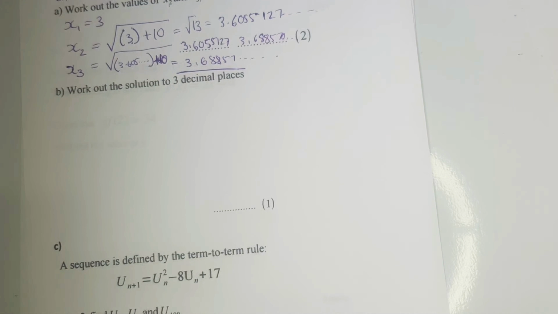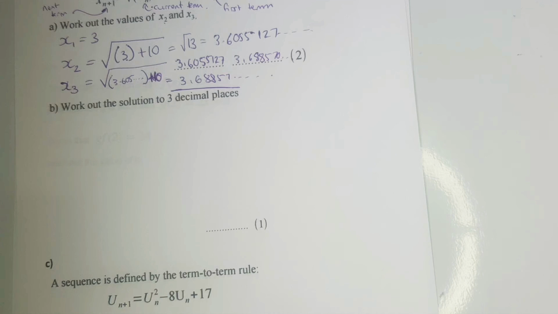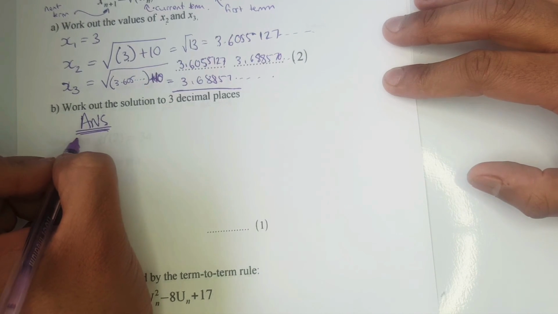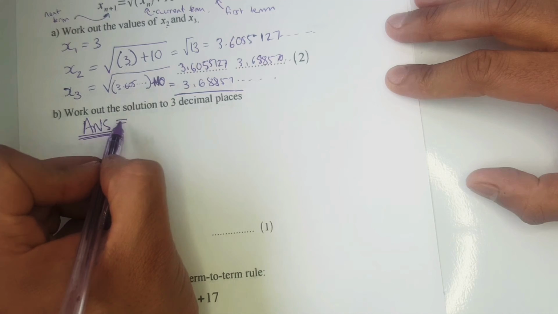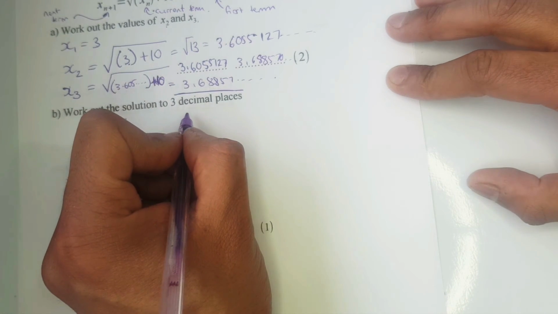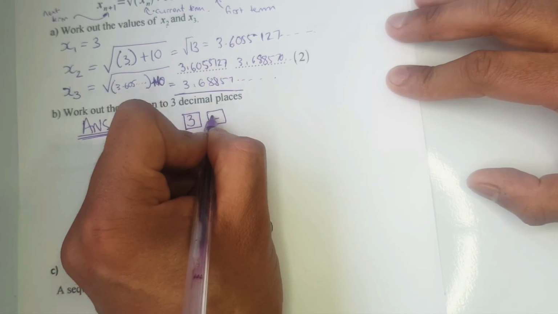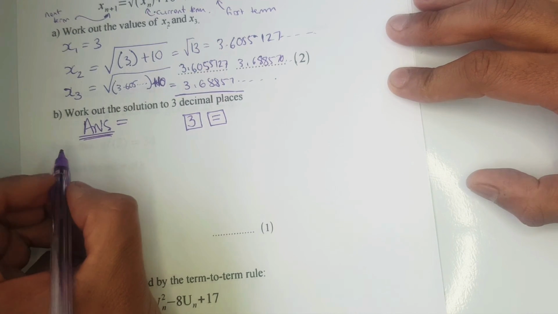Work out the solution to 3 decimal places. Now this is required in this part. You definitely need to know how to use the answer button on your calculator, and I'll show you how to use that in a different video. But all you need to do is write down the answer you get for x1. So in your calculator you'll type in 3, then press the equals button, then your calculator remembers that in its memory.